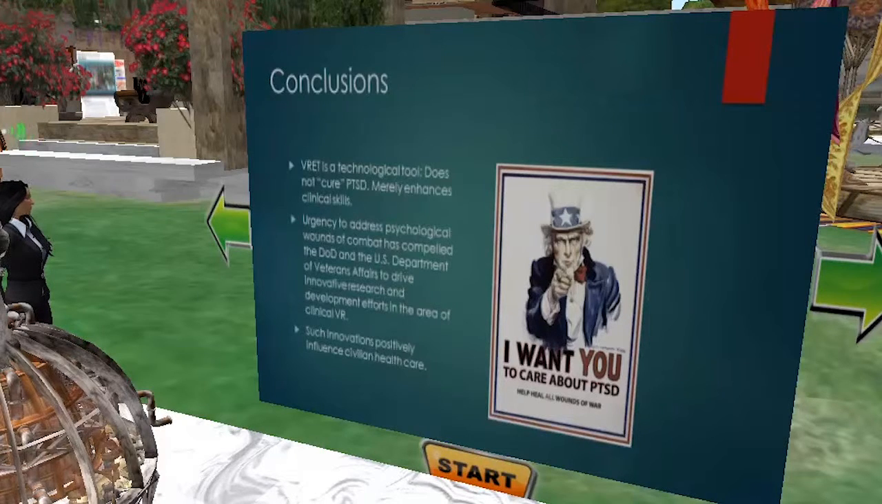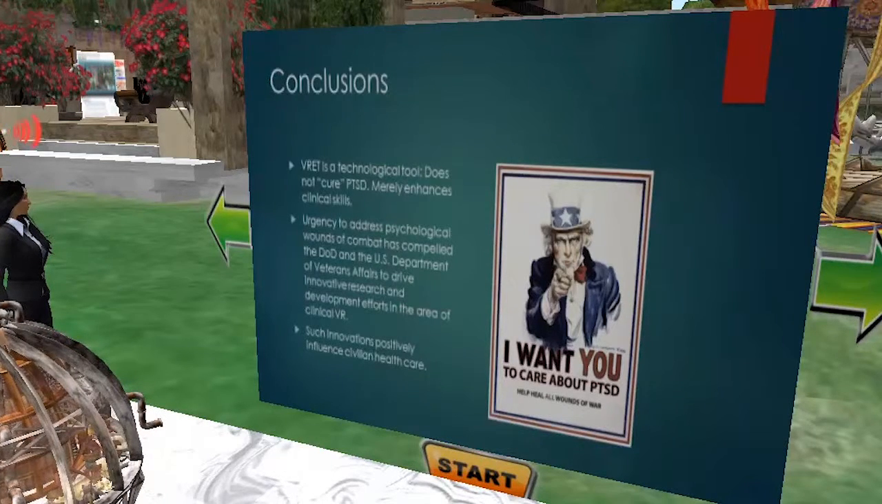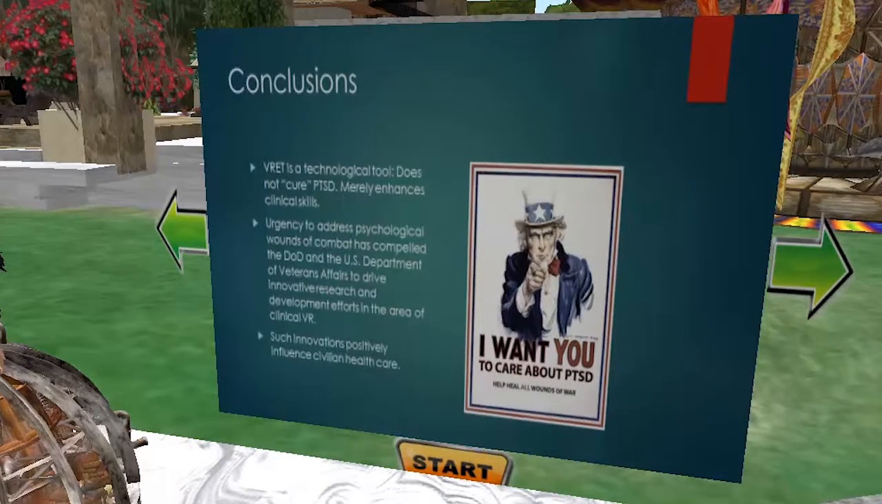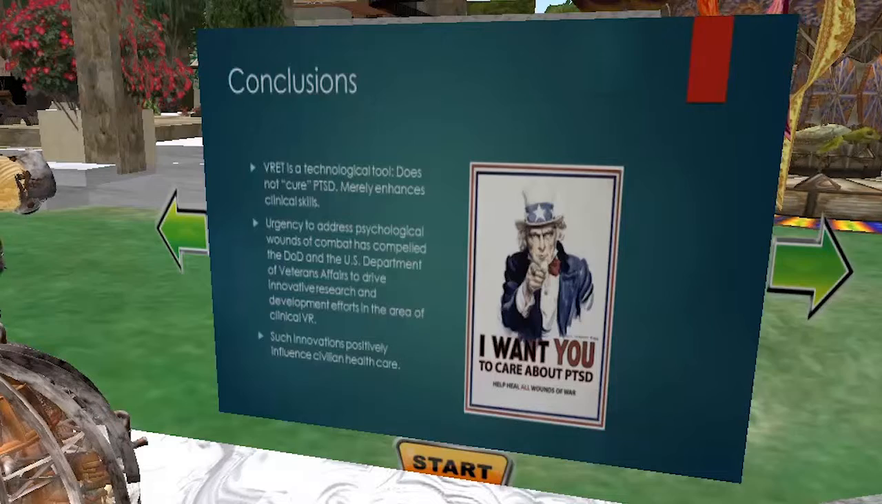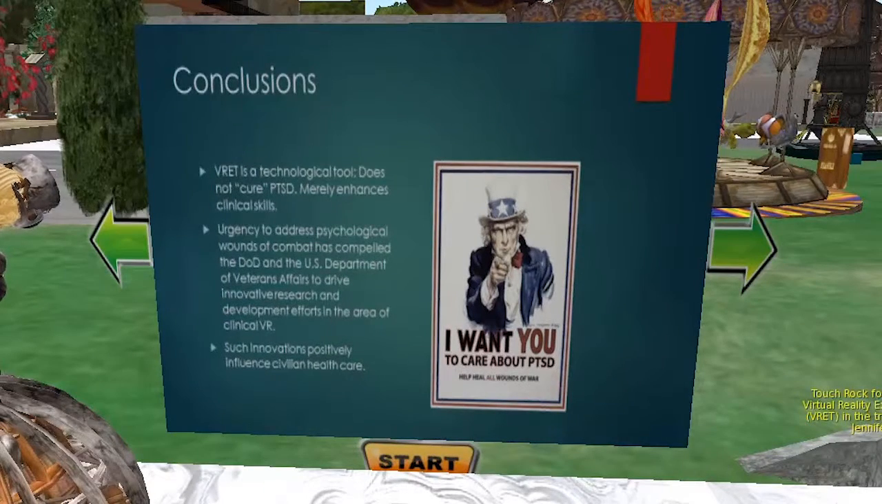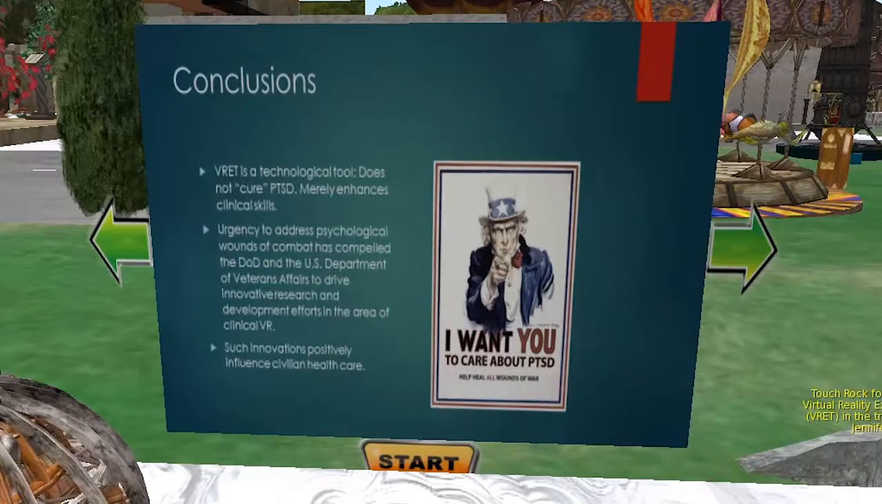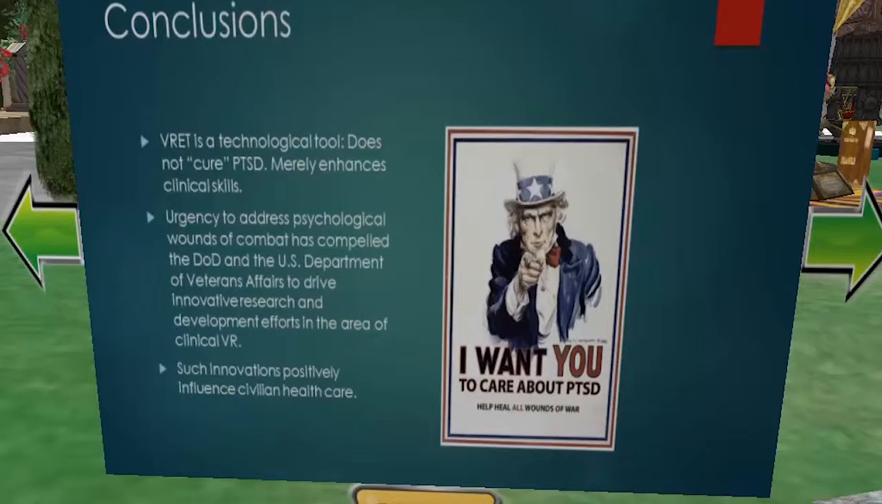Early clinical trials have produced encouraging results. One trial in particular, involving 20 active duty service members who participated in an average of 11 VRET sessions, resulted in 16 of the 20 participants no longer meeting the criteria for PTSD after treatment, with an average 50% decrease of PTSD symptoms amongst all participants.